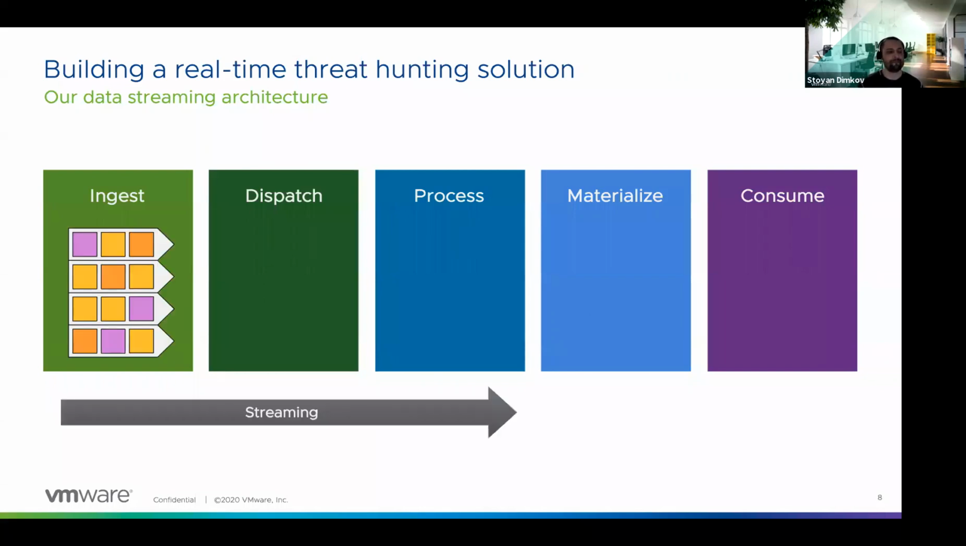So, ingestion. Essentially here what we want to do is handle the immense traffic of, for example, 6 million devices and put all data into a stream. So we start streaming to the other layers. That's the key thing here.